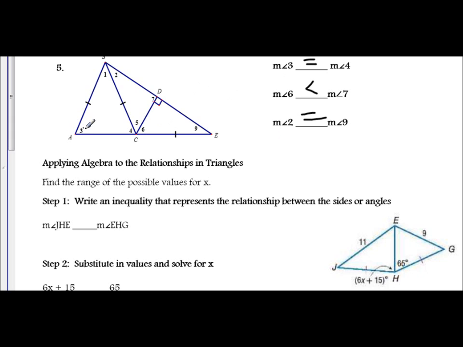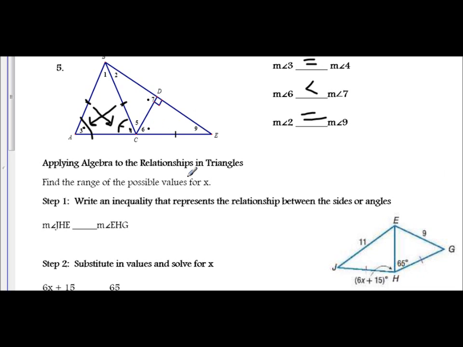Okay, well, 3 and 4 are here. And if you notice, they're opposite the sides that are marked congruent. So remember, 2 sides congruent gives us 2 angles congruent, and that means equal measures.